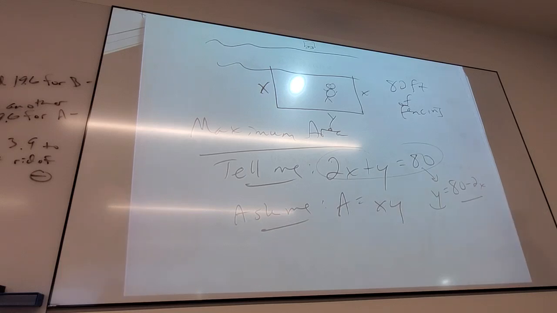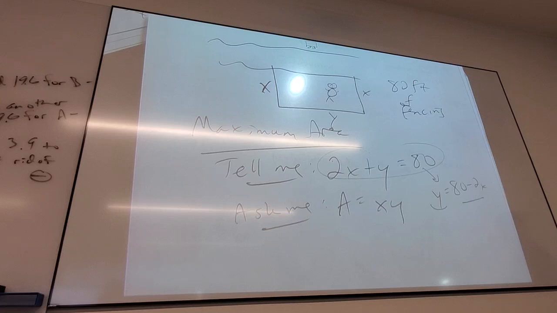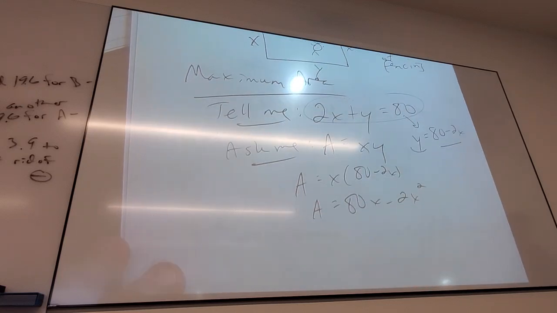That's algebra. Algebra is pretending like, oh, y is 80 minus 2x. We know exactly what this is. Anywhere I see y in this problem, I can replace it with this, because that's what y is. So what's area now? x times 80 minus 2x, so it'll be 80x minus 2x squared.